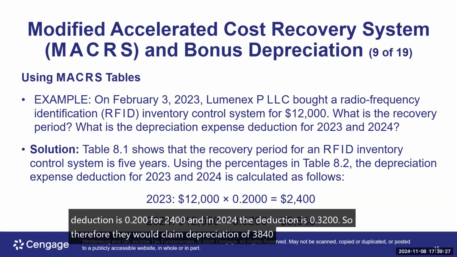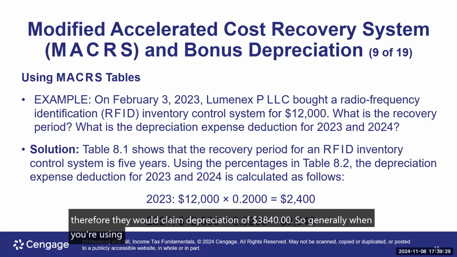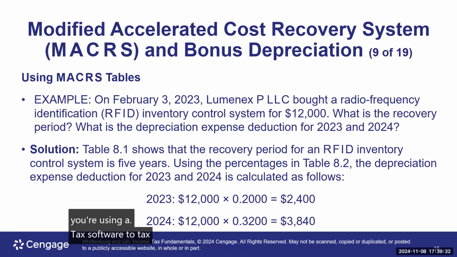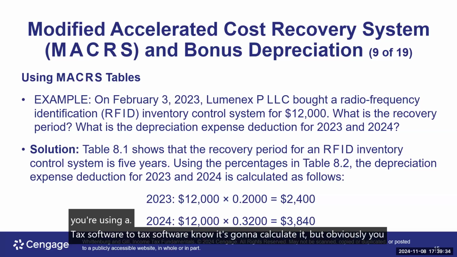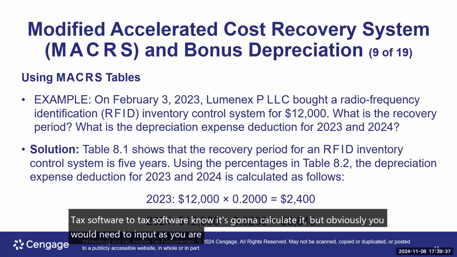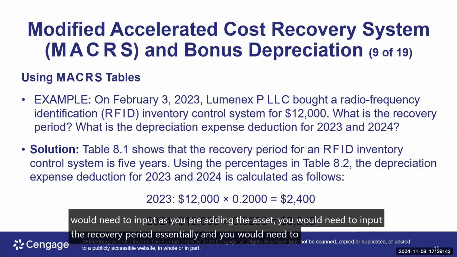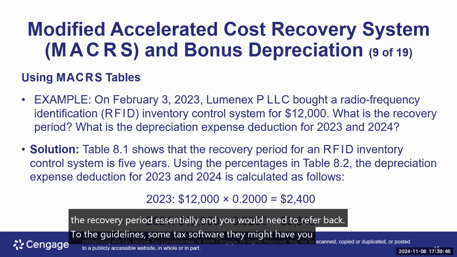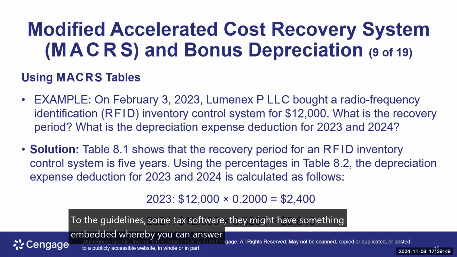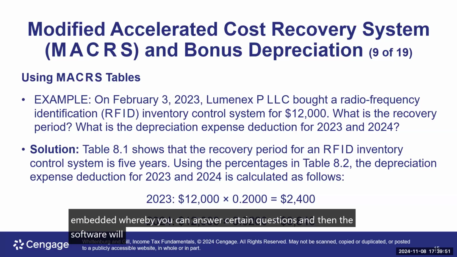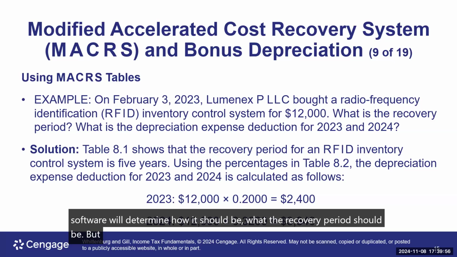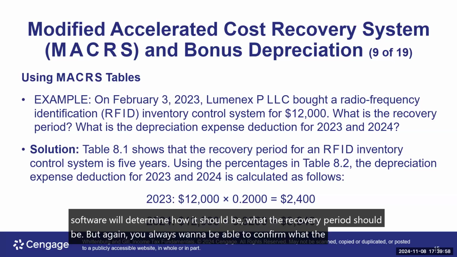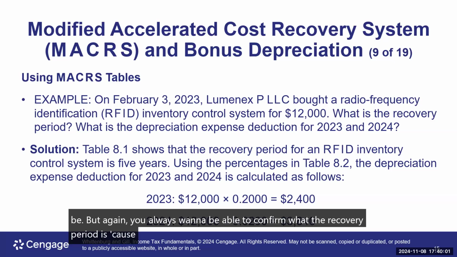So generally, when you're using tax software, the software is going to calculate it, but obviously you would need to input the recovery period as you are adding the asset, and you would need to refer back to the guidelines. Some tax software might have something embedded whereby you can answer certain questions, and then the software will determine what the recovery period should be. But again, you always want to be able to confirm what the recovery period is, because you don't want Uncle Sam getting involved.